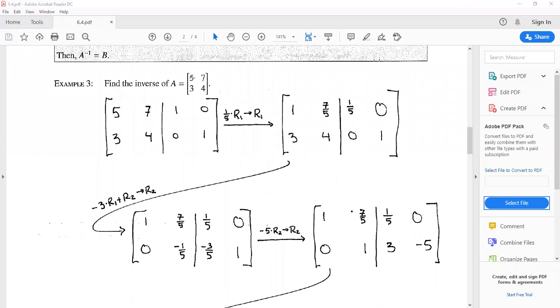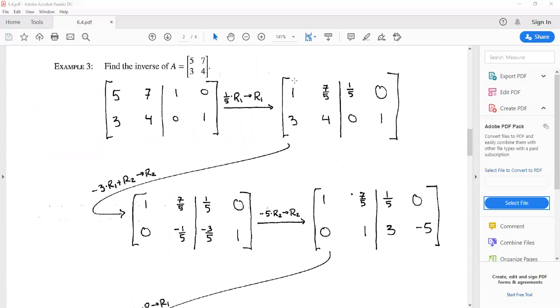So let's watch it go here. We start with this matrix whose rows are 5, 7, and 3, 4. I'll set up this augmented matrix, and I would like to turn the left side into the 2 by 2 identity matrix. So I would like this first entry to be 1 instead of 5. I can do that if I multiply the whole first row by 1/5. That gives me a new first row with 1 and 7/5 on the left side of the bar, and 1/5 and 0 on the right side of the bar.